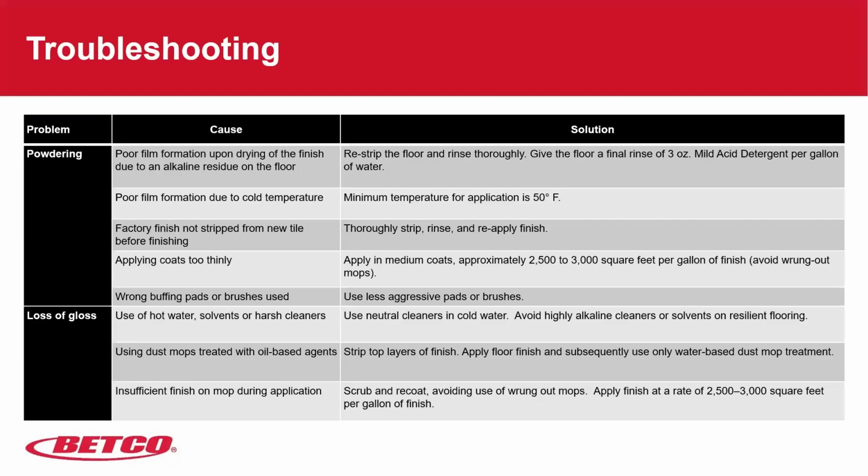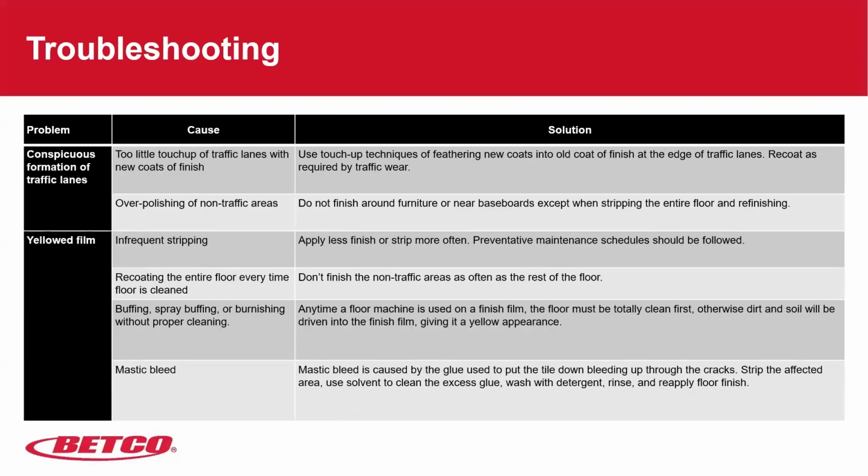If you've got a glossy floor and it seems like you're losing that gloss, you may be using the wrong cleaner. Again, if you're using a solvent-based cleaner, or maybe a rental dust mop that uses a solvent-based oil dust mop treatment, that is creating discoloration and yellowing in the floor and removing that gloss as well. That could be the yellow film we're talking about here.